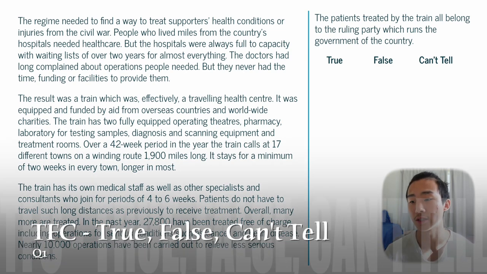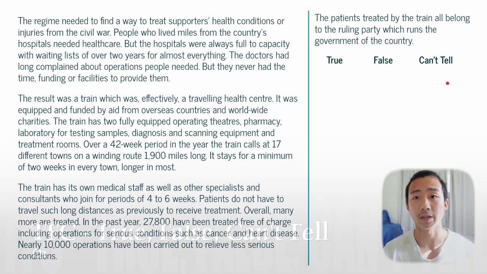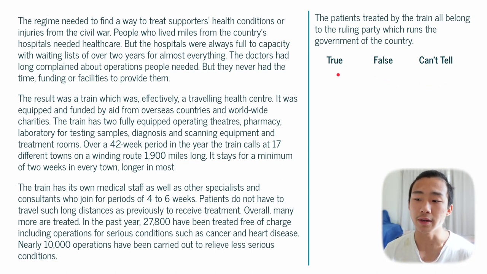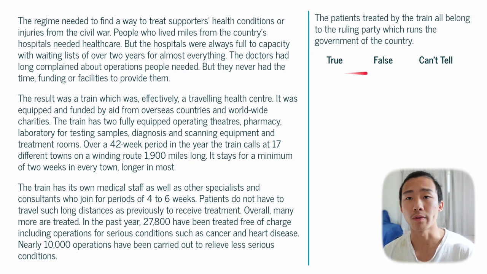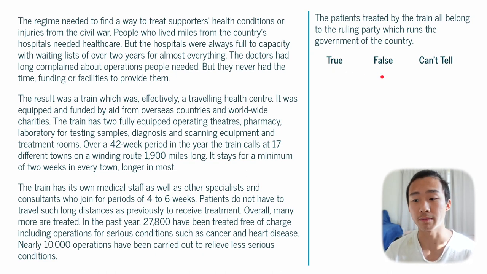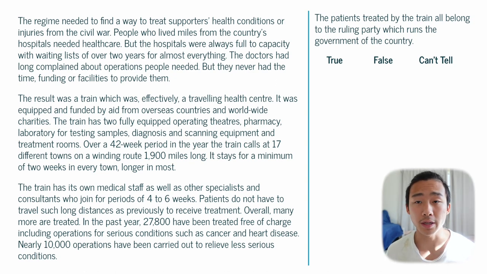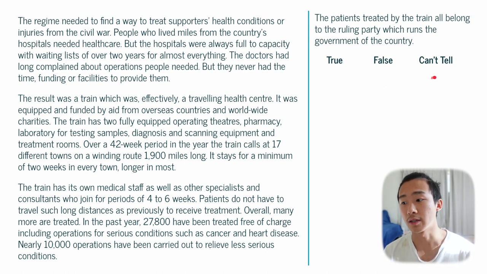TFC basically just stands for true, false, can't tell, the 3 options that you have as answer over here. To mark anything as true or false, you need very direct evidence, and by that I mean a direct sentence that states basically what it says in the question. And if there's nothing there, if you need to make an inference to reach the conclusion that's being stated in the question, then it's going to be can't tell.